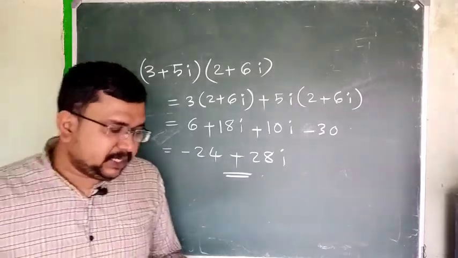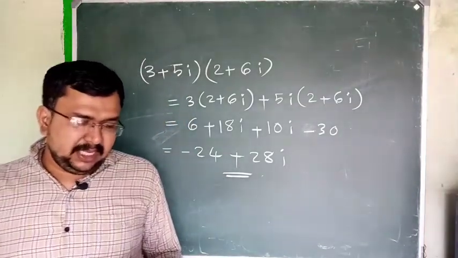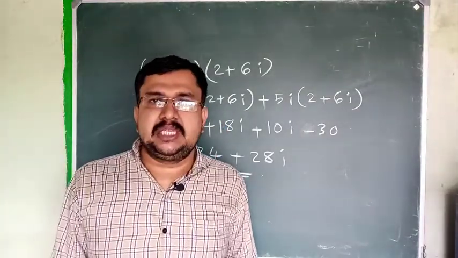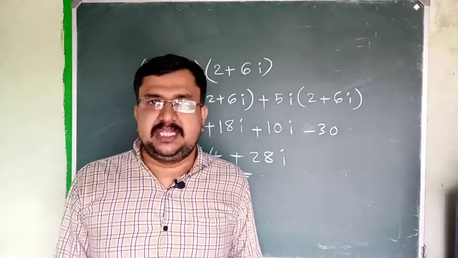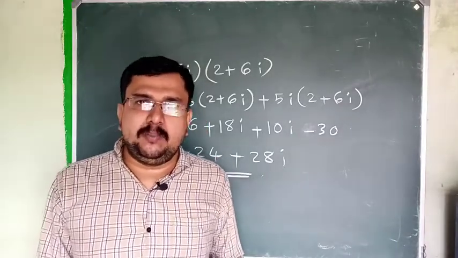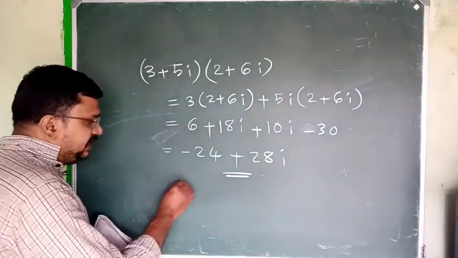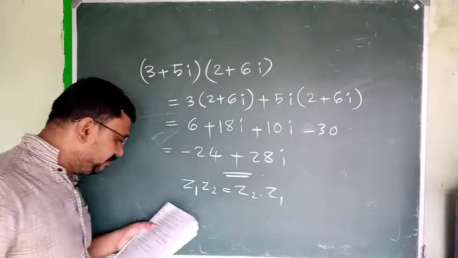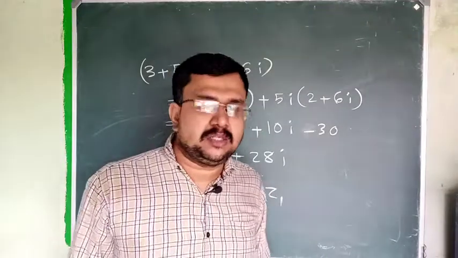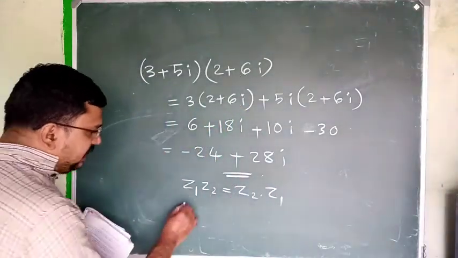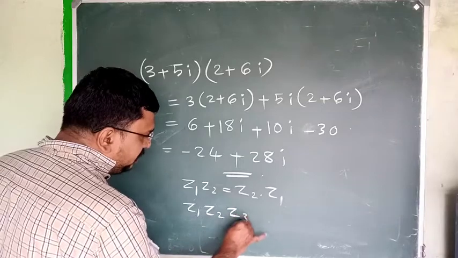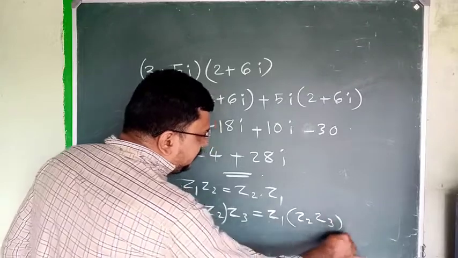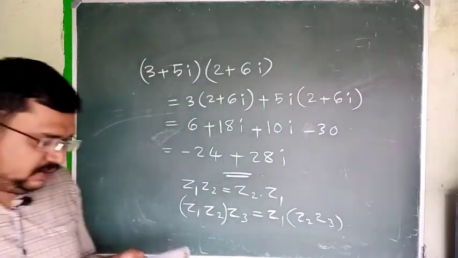Next, remember that the product of two complex numbers is again a complex number. That is the closure law. And the commutative law is, if Z1 and Z2 are two complex numbers, then we can write Z1 into Z2 equal to Z2 into Z1. Okay. And it also satisfies the associative law, that is (Z1 into Z2) into Z3, which is equal to Z1 into (Z2 into Z3). Okay, that is the associative law.